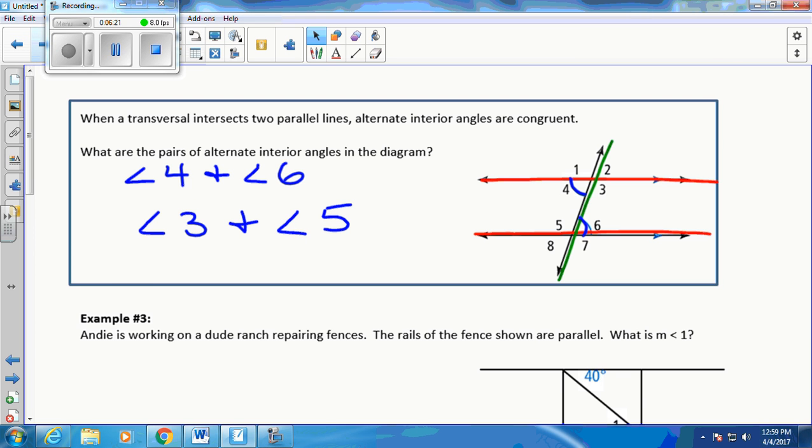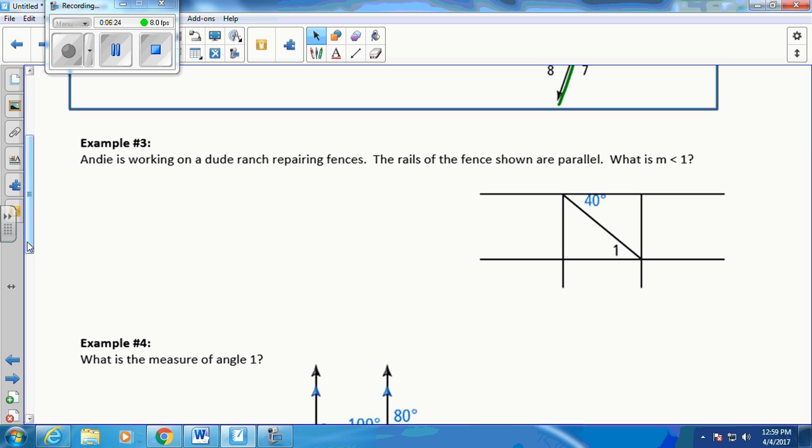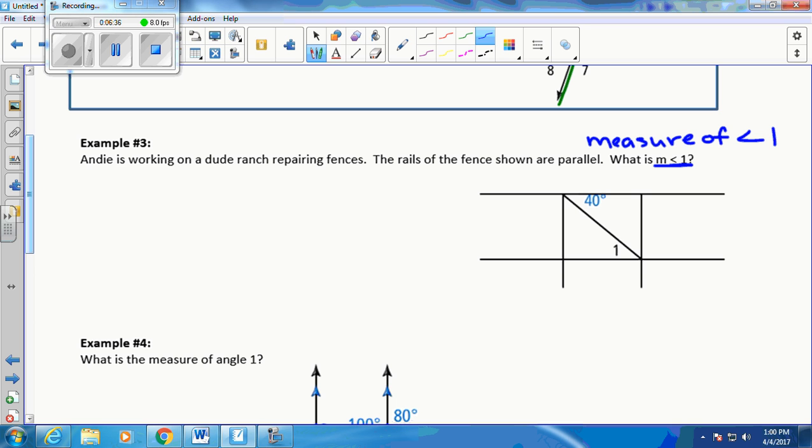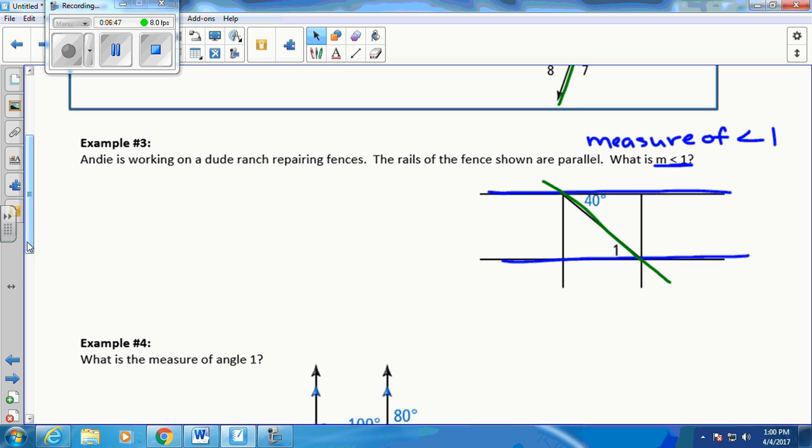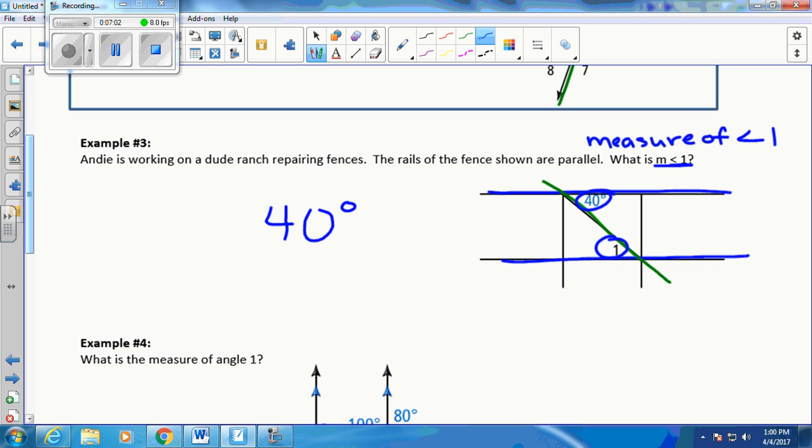Question 3 says that Andy is working on a dude ranch repairing fences. The rails shown are parallel. What is the measure of angle 1? Remember that this M angle means measure of angle 1. Okay, they're just using a shorthand there. So they're telling us again that these lines are parallel. And so now they're cutting those parallel lines technically with this transversal. Even though their fence doesn't extend past the blue lines, that shows us that both the 40 and the 1 are inside the blue lines and they're on opposite sides of that transversal. So measure of angle 1 must be 40 degrees.